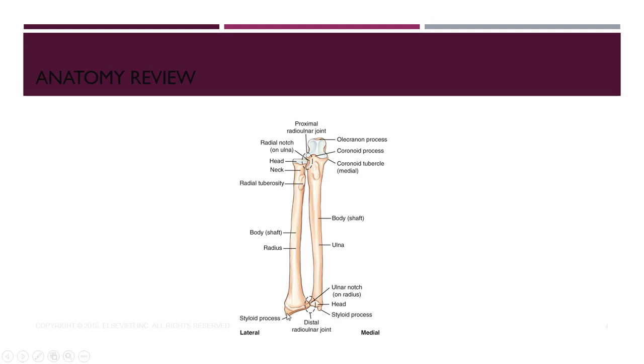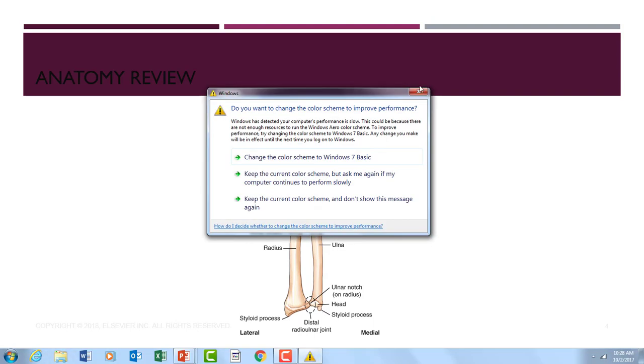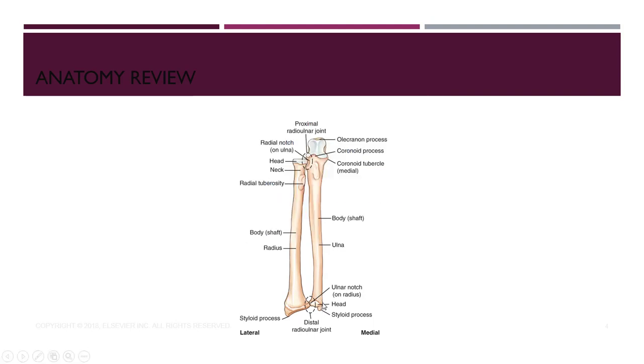We have styloid processes both on the radius and the ulna. If you actually hold your wrist out, you will see that there is a styloid process that protrudes out from your ulna. So let's work our way up on the radius. We have our styloid process. This middle section of that bone is called the body or the shaft. Up at the top there's a part that protrudes out called the radial tuberosity. We have the neck and then we have the head.